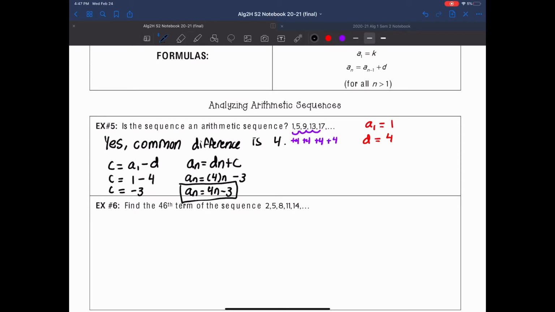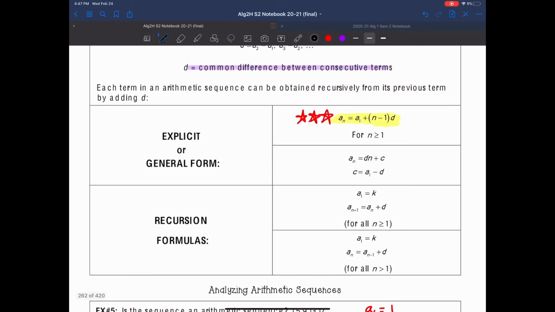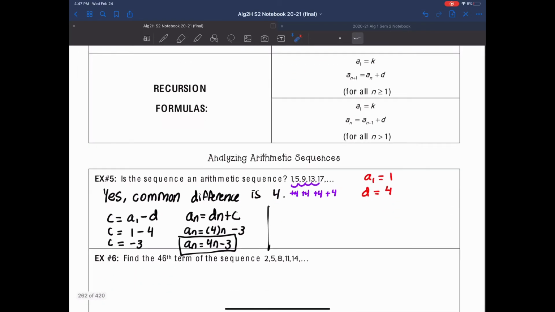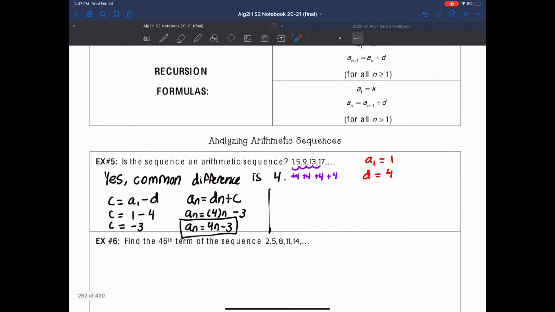So that's the first way we could do it. We could use the formulas that were written down below, right here in the second box. But we could also use that formula that I highlighted. And this is actually the formula that I would recommend using every single time. So the original formula that you typically see when we're referring to arithmetic sequences is a sub n equals a sub 1 plus n minus 1 times d.